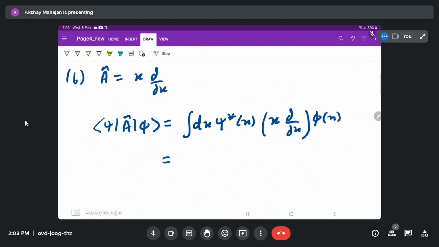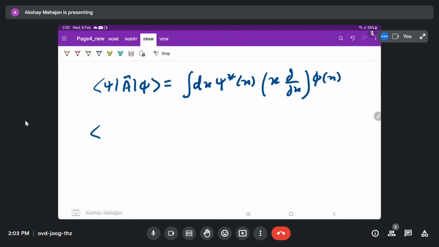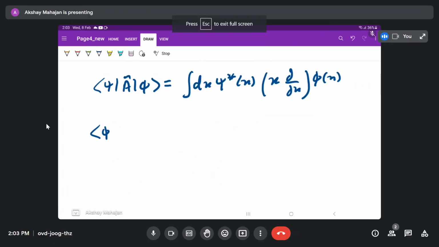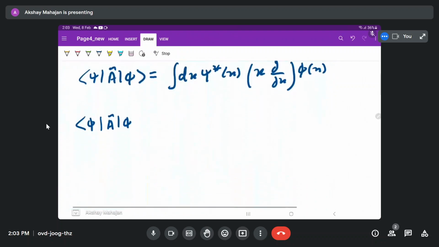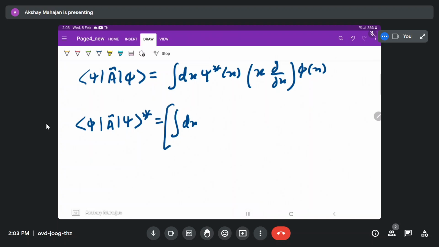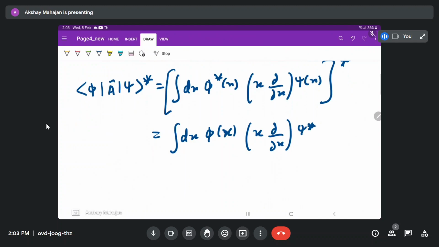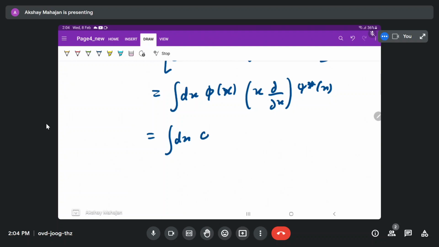Alright, we'll just keep it like this. Then we will solve. Now we will write phi A cap psi star. This will be equal to integral dx phi star of x, x del by del x psi of x, whole complex conjugate. Here what we will observe is we will get phi of x, the same del by del x, and we get psi star of x. Okay, so from here we have integral dx phi of x, x times del psi star of x over del x.